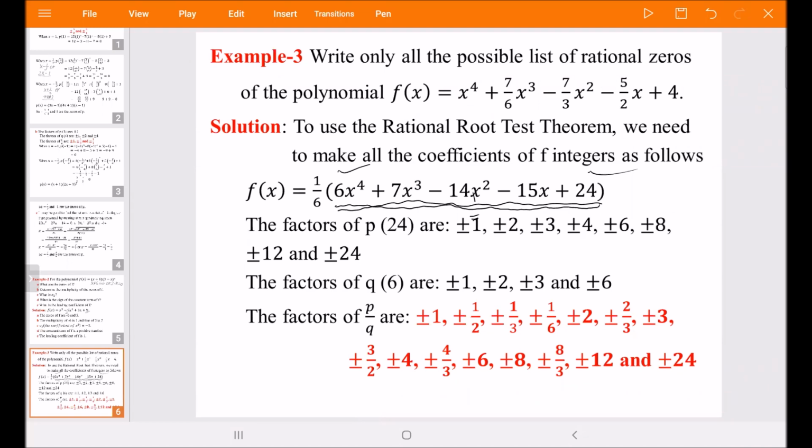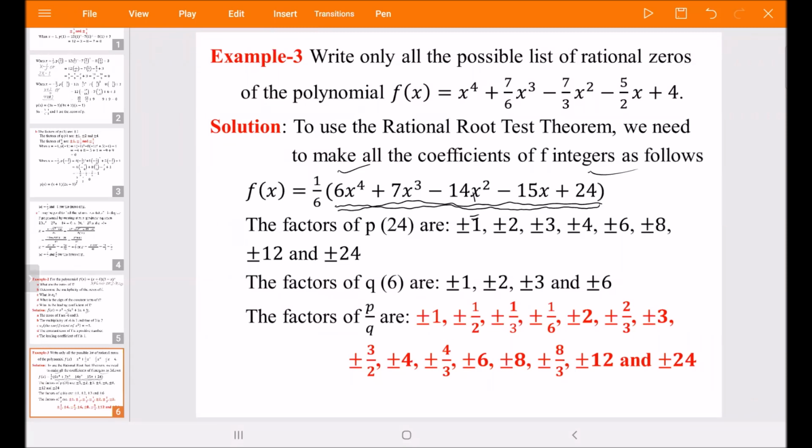So consider the factors of P over Q whose numerator is 8. Plus or minus 8 over 1, it is 8. 8 over 2, it is 4. 8 over 3, it is not yet mentioned, so plus or minus 8 over 3. 8 over 6 in its simplest form is 4 over 3, and we did already mention it, no need of repeating. So pass it to the next factor of P over Q whose numerator is 12. Plus or minus 12 over 1, it is 12. 12 over 2, 6.